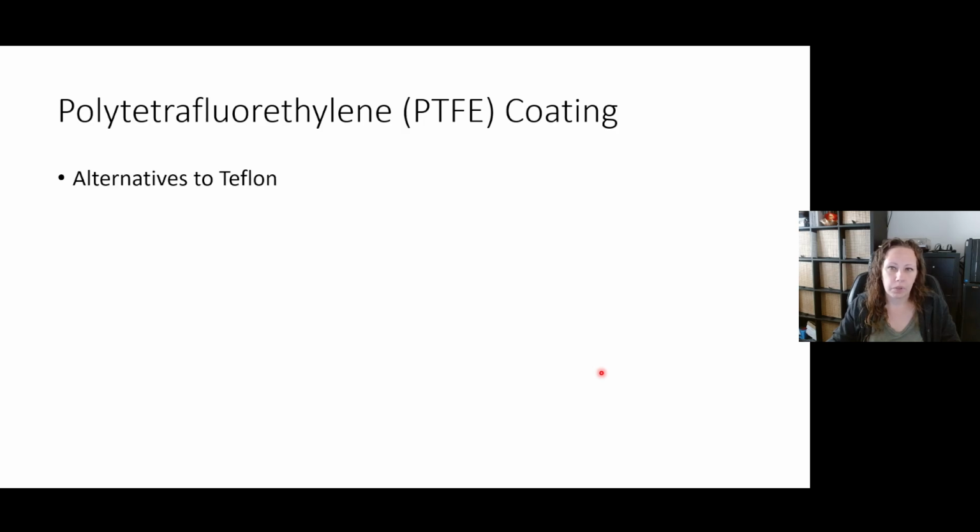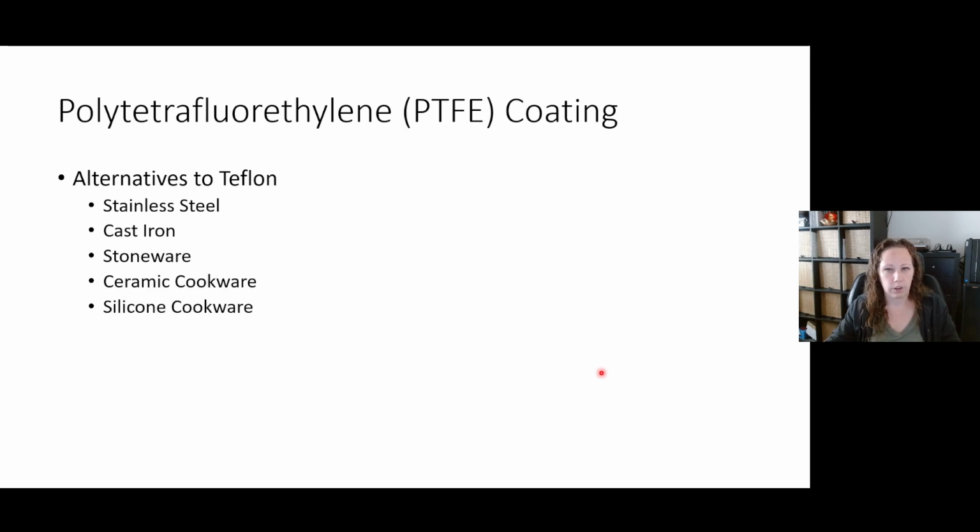Alternatives to Teflon, because that's important if I'm telling you Teflon is not great. Stainless steel pans, cast iron pans, stoneware, ceramic cookware, and silicone cookware. Silicone is not great for cooking on top of a stove, but for baking, silicone cookware is a good alternative.